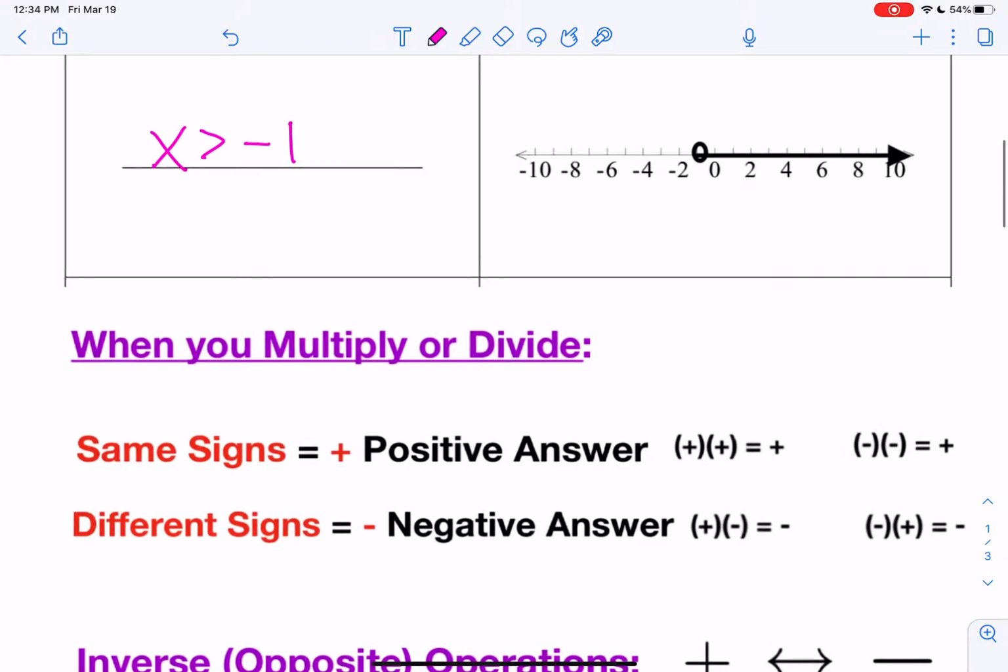Also, before we continue, don't forget, when you multiply or divide numbers, if they have the same signs, meaning they're both positive or both negative, your answer will be positive. If they have different signs, meaning one's positive and one's negative, or one's negative and one's positive, different signs mean you'll have a negative answer.